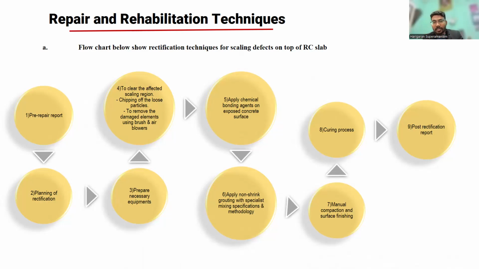And then we have to manually compare and do surface finishing. The curing process is a must. Then post rectification, we have to monitor whether it is still occurring, and we have to find the root cause. Okay, this is the first.